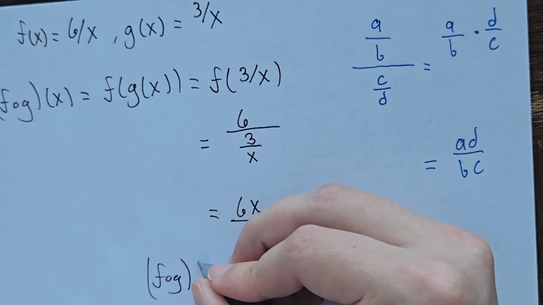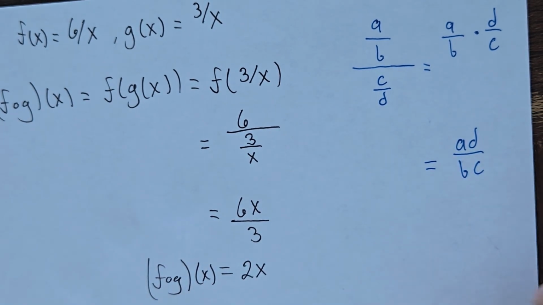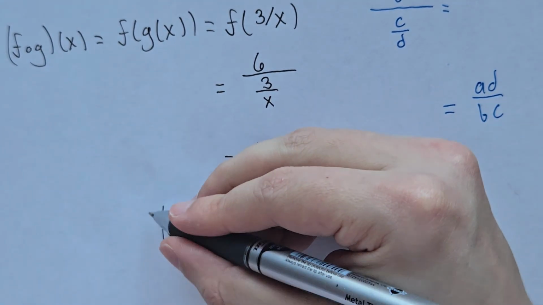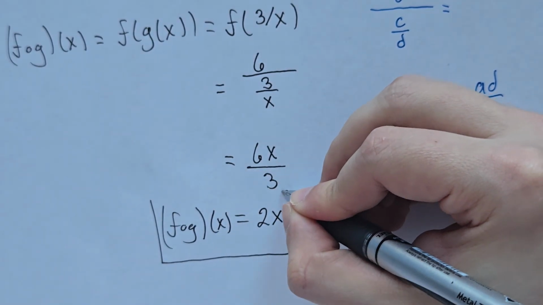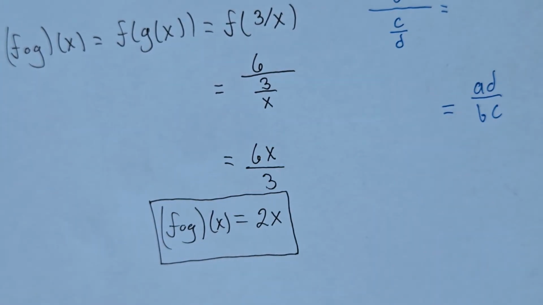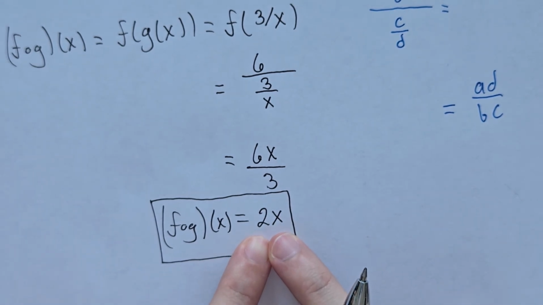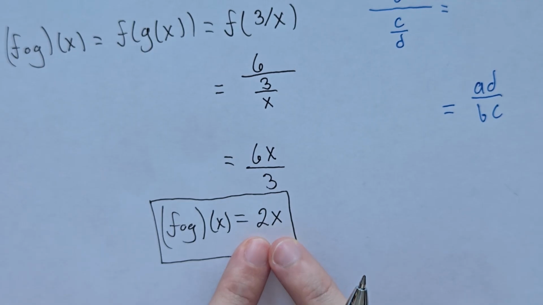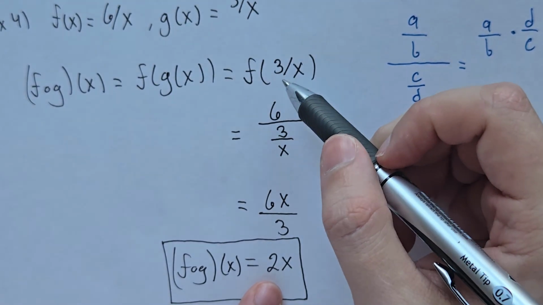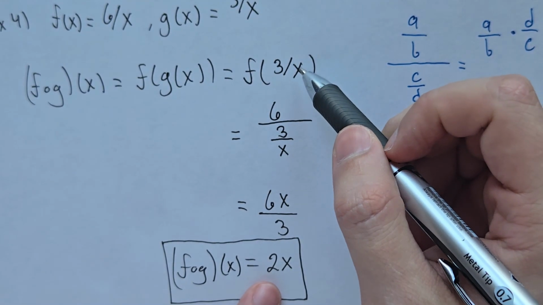F of g of x. Now notice, by just looking at the simplified version of the f of g of x function that we have right here, we would never suspect that we would have any domain issues with this, because 2x doesn't have any divisions by 0 or any square root issues in it. But the problem is with how we've gotten here, there are some potential domain issues.